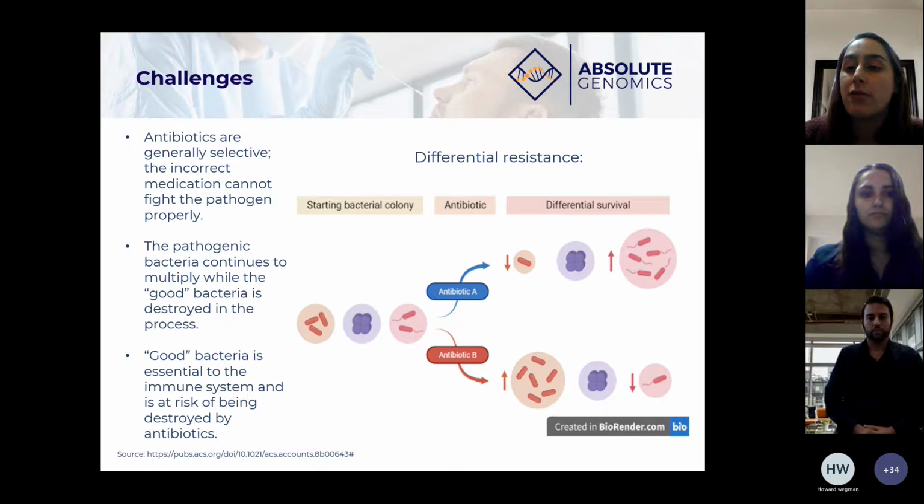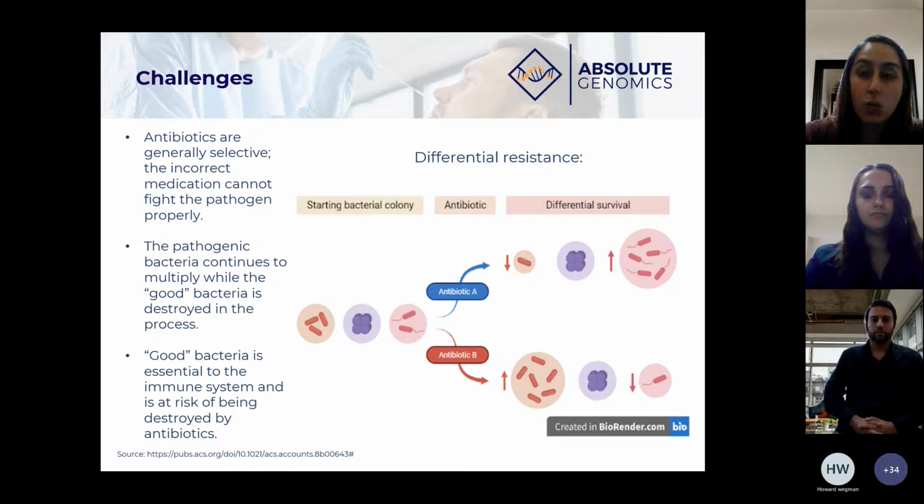So what is differential resistance? Differential resistance occurs when a bacterial colony contains multiple species of bacteria with diverse resistance mechanisms. Viruses, for example, COVID, can have multiple variants, as we all know. The same is true for bacteria that may have multiple strains. As a result, we can see how two different antibiotics can affect different pathogens in the same colony. The goal is selectivity, and we want our patients to get the proper medication to fight the infection.